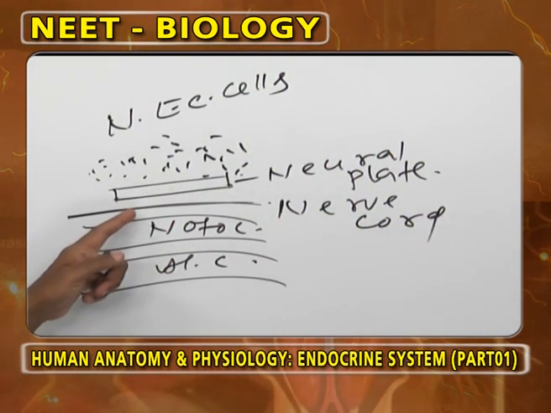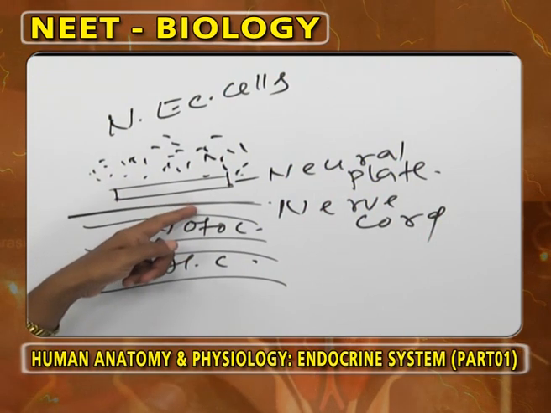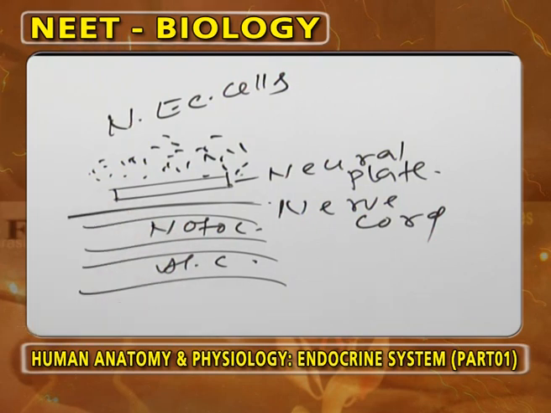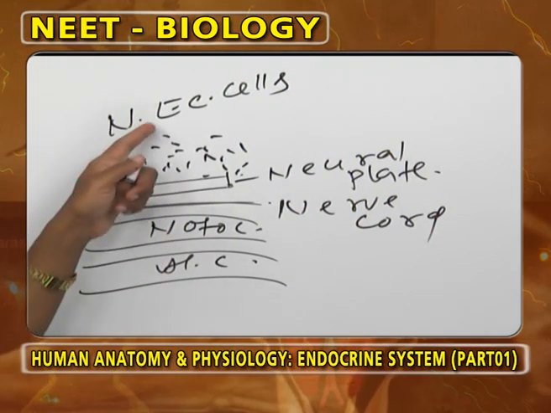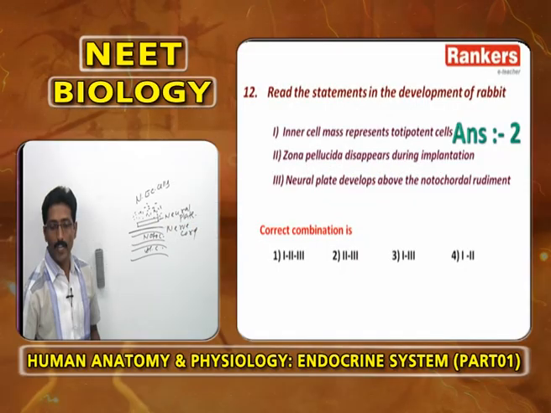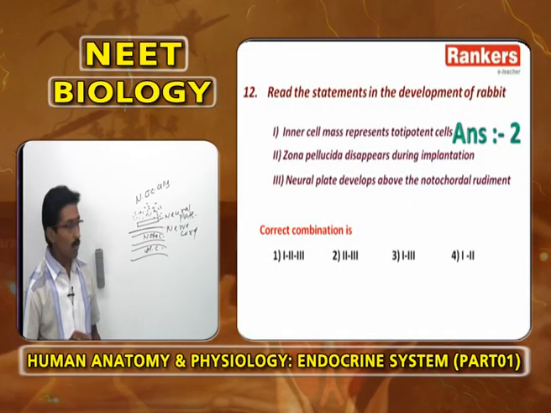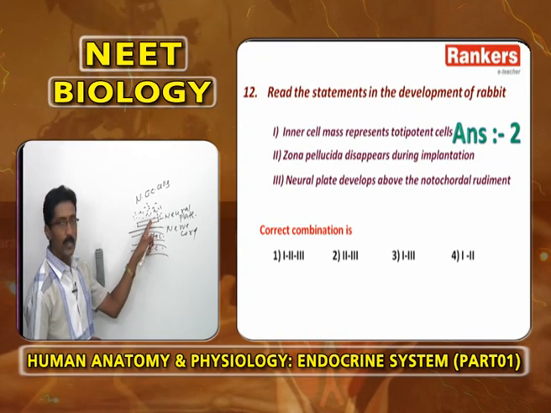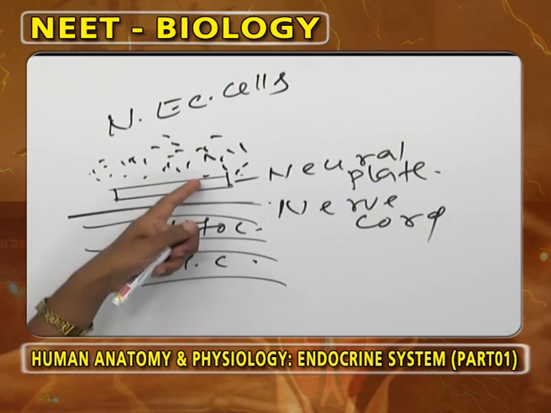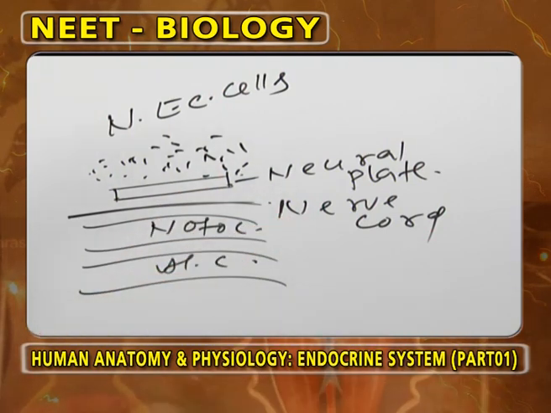Now you have to observe the nerve cord develops above the notochordal rudiment from what type of cells? Neuroectodermal cells. Now the neural plate develops above the notochordal rudiment. You have to observe the diagram. This is notochord. Above that, what is present in neural plate? From this, what is going to develop? The nerve cord and its components. Now we go for the next question.